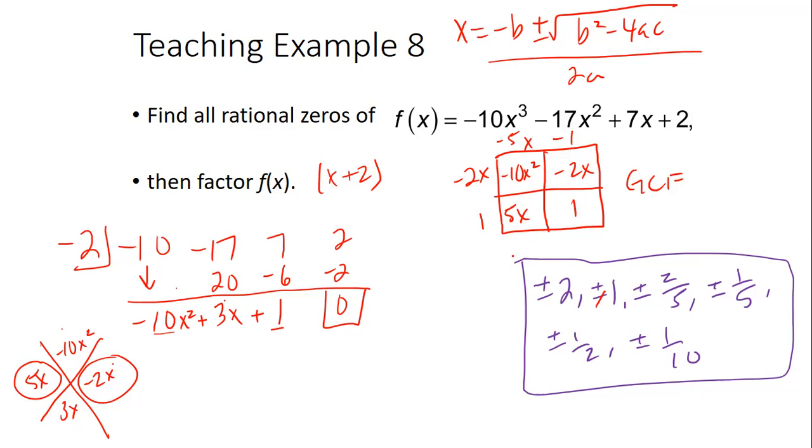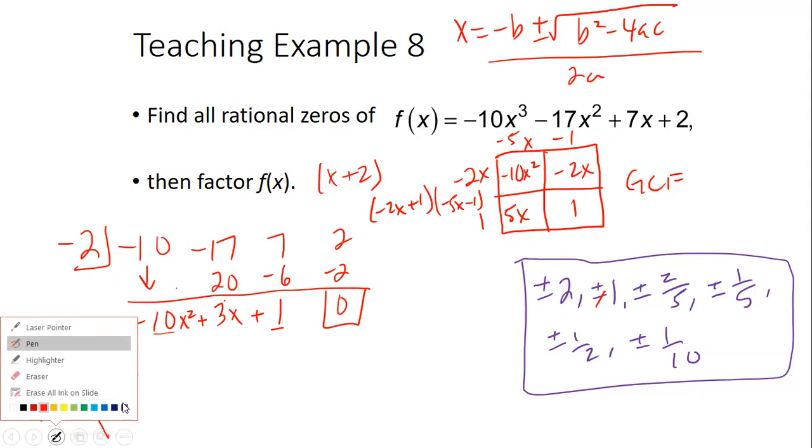So your factors are what comes out of the box. So now you have the rest of your factors. Does that make sense? So the rest of your factors are -2x plus 1 and -5x minus 1. And that's this fully factored.